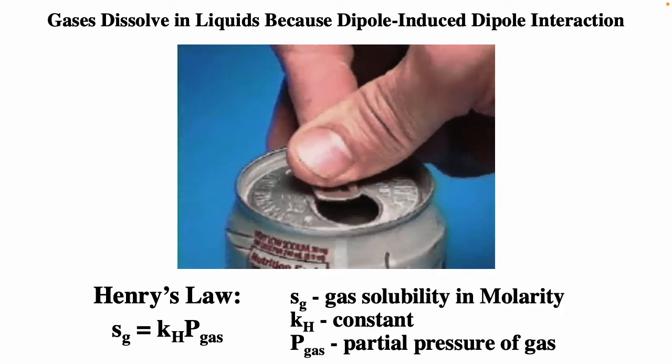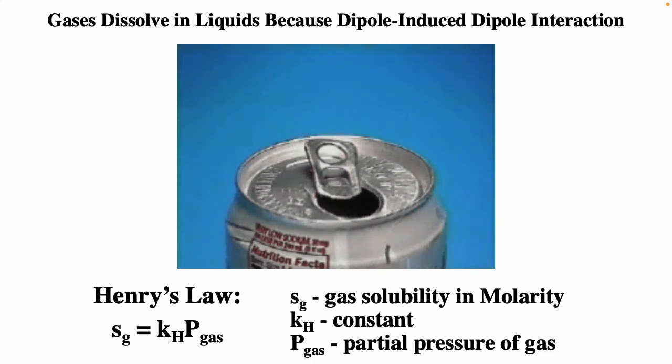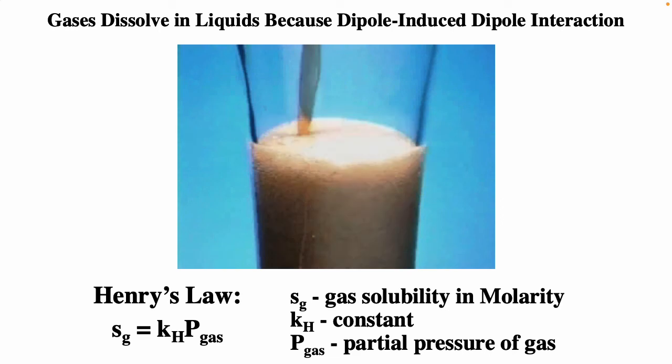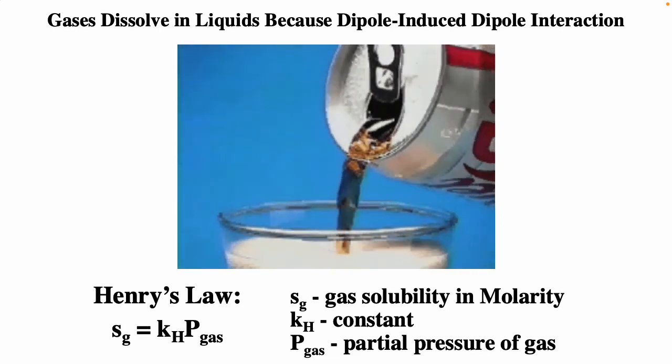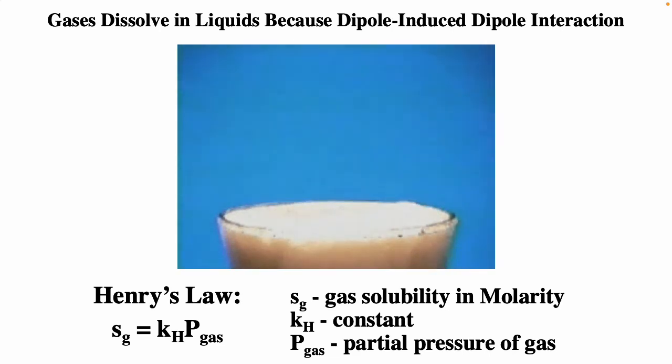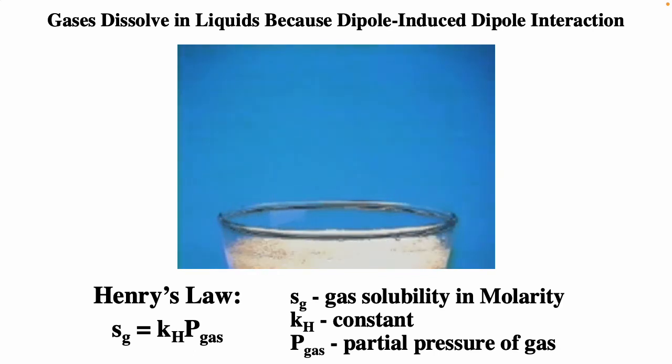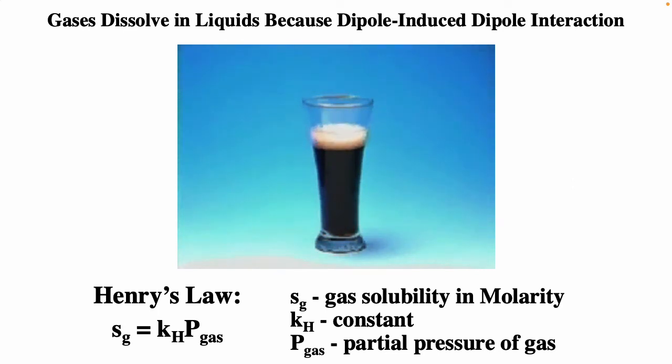When a can of soft drink is opened, a whooshing sound is heard, and the solution begins to release bubbles. The escaping gas is carbon dioxide. Henry's law explains why the gas leaves the liquid only after the can is opened. And so Henry's law just says that the solubility of the gas in solution is equal to a constant times the partial pressure of the gas.